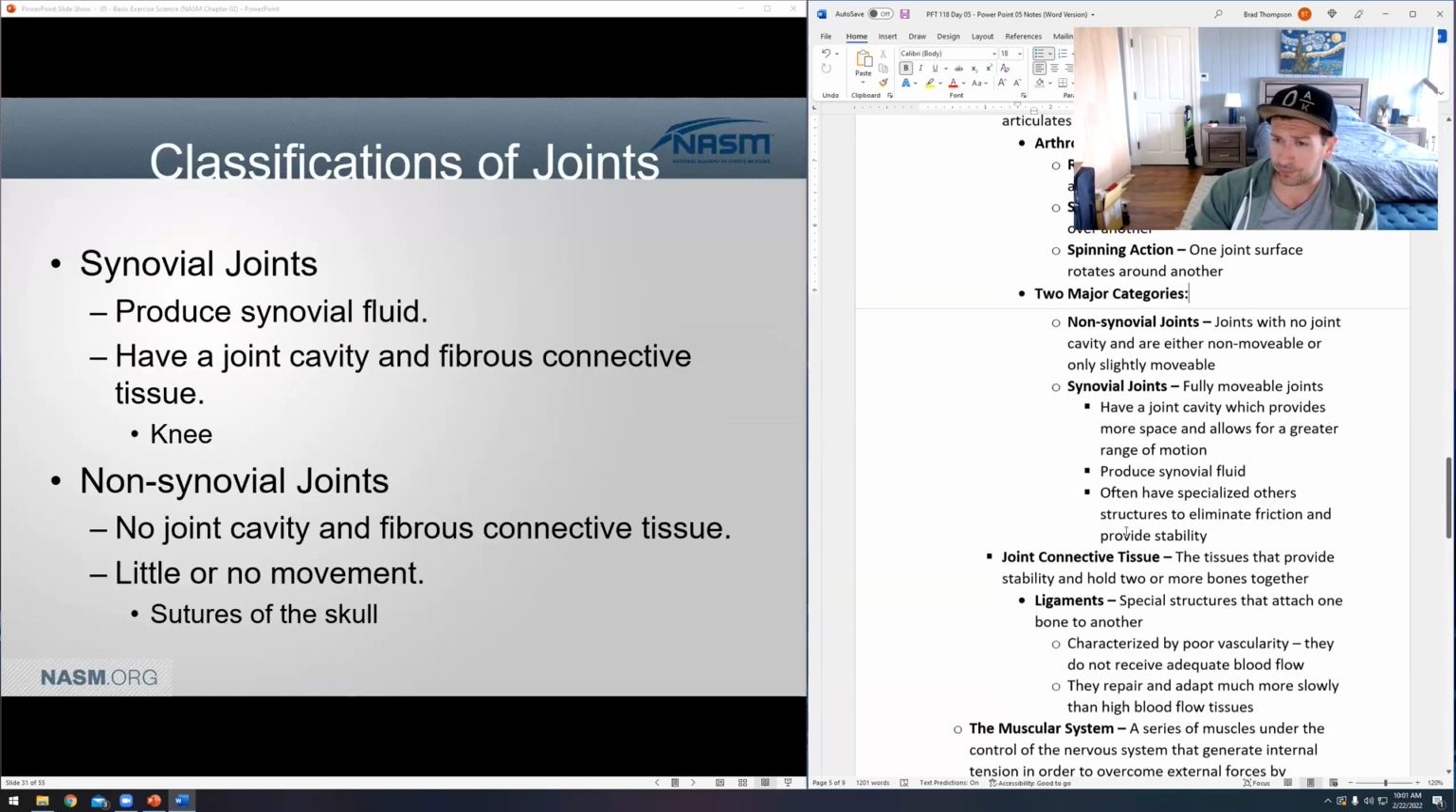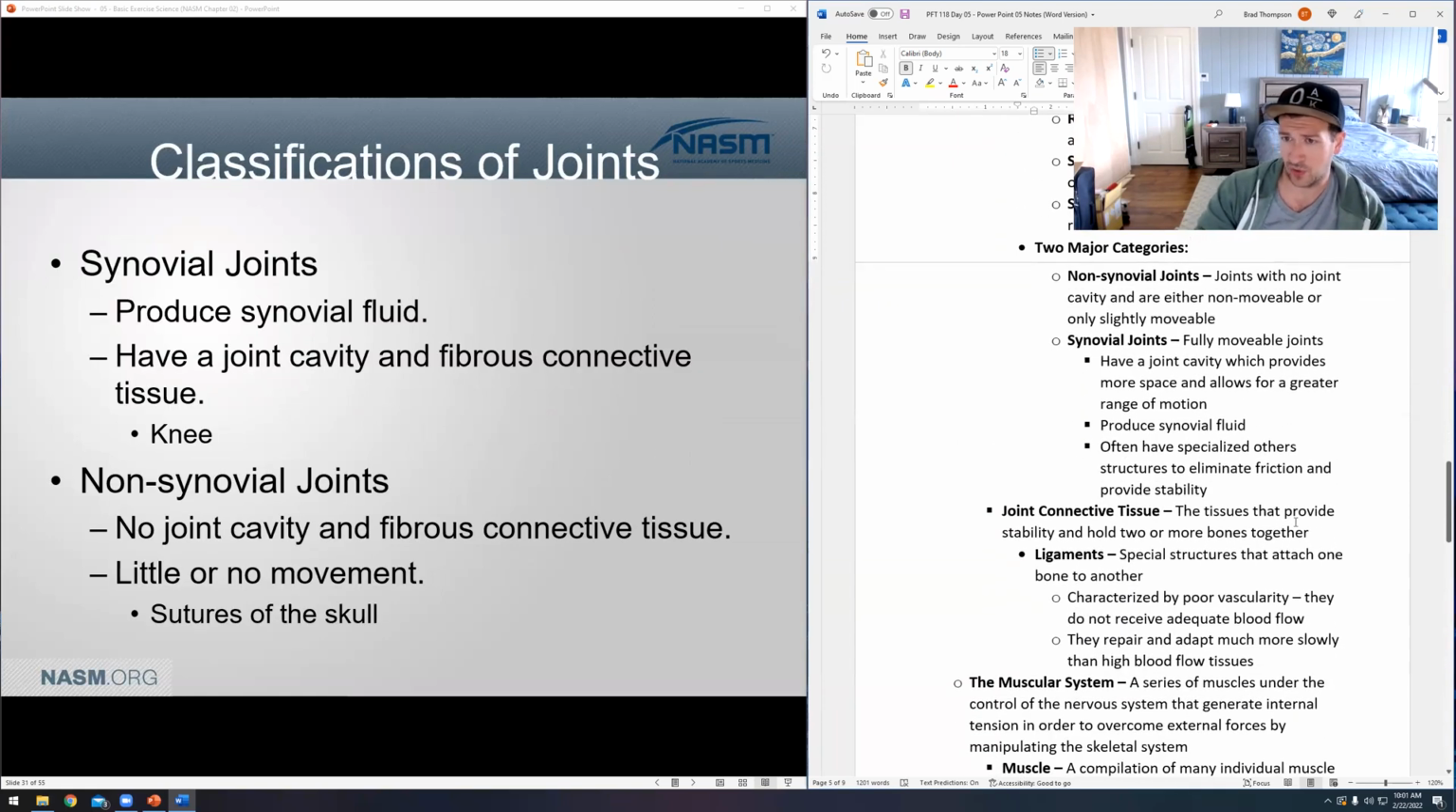So the two major categories of joints are synovial versus non-synovial, right? Synovial joints are what you think of when you think of a joint, right? That's the one that has a joint cavity, full range of motion. It can make the rolling, sliding, or spinning, or combinations of those movements, right? Like hinge joints can really only do a little bit of rolling. They might slide just a little bit, right?